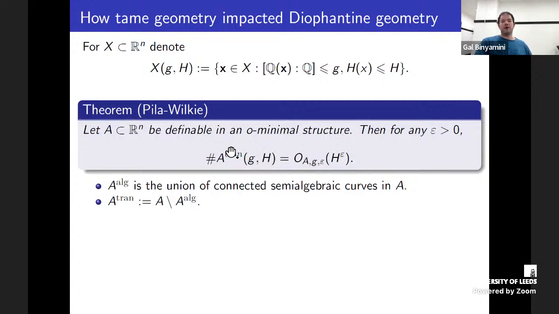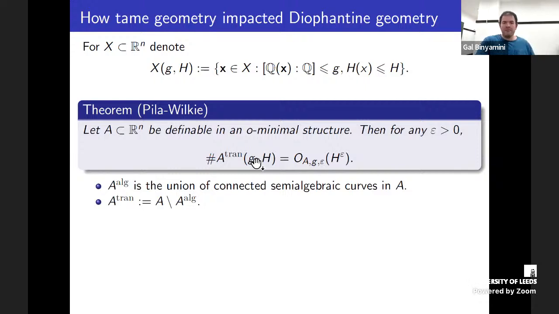So that's the transcendental part. First of all, the algebraic part is the union of all the connected semi-algebraic curves contained in the set. And the transcendental part is everything else. And now this kind of result definitely doesn't hold in the semi-algebraic part. If you have an algebraic curve, then when you take G big enough, it has a lot of algebraic points. So it will definitely fail in the algebraic part, and the theorem says that the algebraic part is the only obstruction.